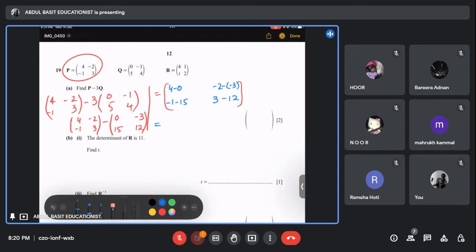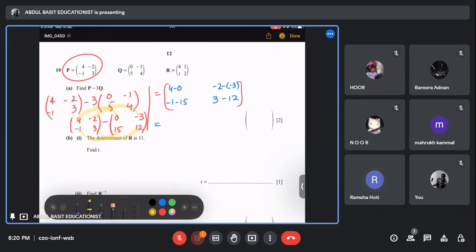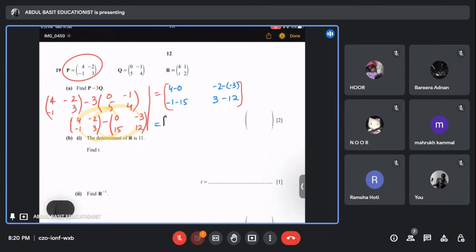Okay, be careful with these things. Let me use the sharer now just for the understanding. Can you see that? Yes or no? Yes. Okay, so 4 minus 0 is 4. -2 minus into minus means plus, so -2 plus 3. Don't be in a hurry, okay? A mistake can happen and marks can be cut. 3 minus 12 is minus 9, sign of the greater value.